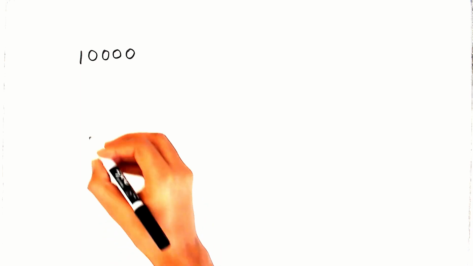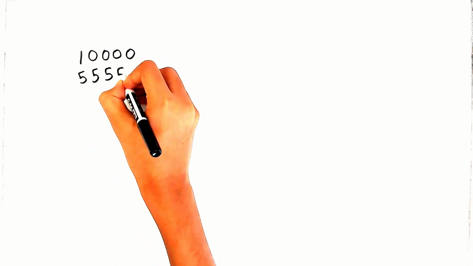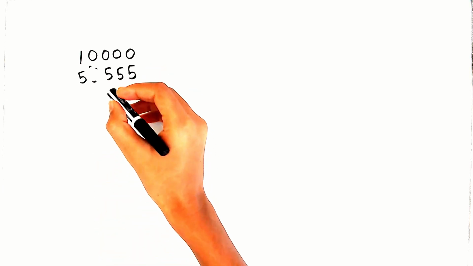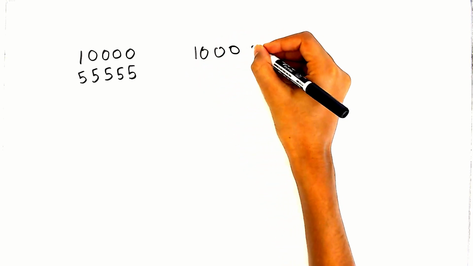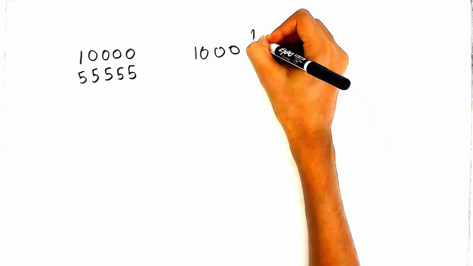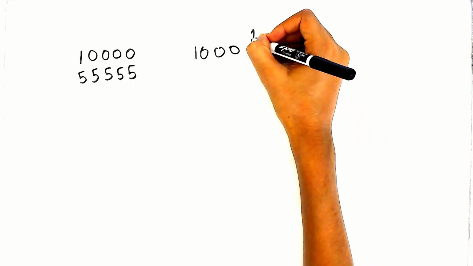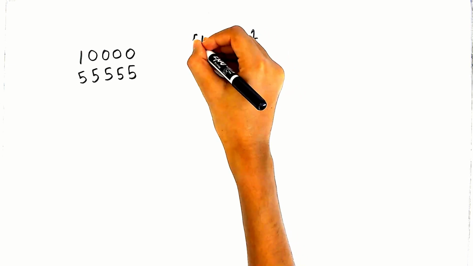So what's the highest 5-digit number we can get? It would be 5, 5, 5, 5, 5 with these numbers. So here, let's write the 10,000 here. So here, let's take this as the first digit. This is the second digit, third digit, fourth digit, and fifth digit.